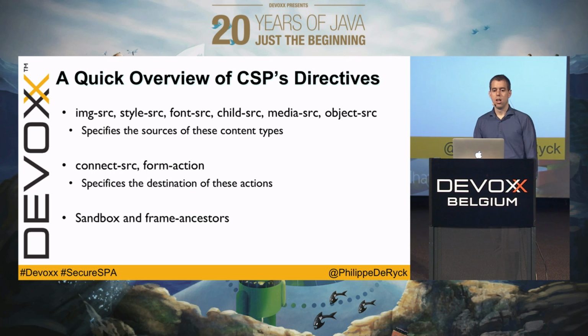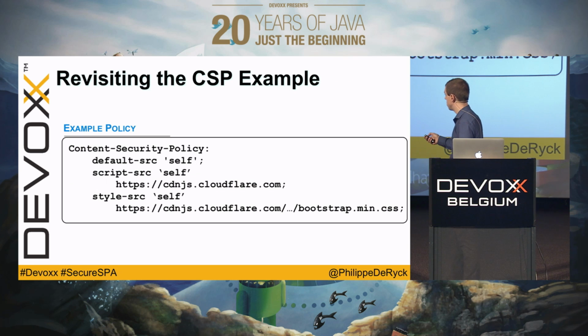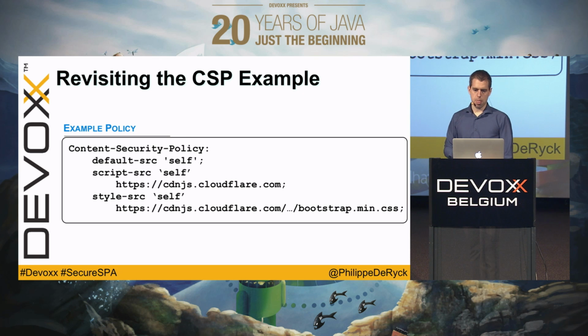So in that light, if we have the policy from before and you load an image, images fall under the default-src, and in this case they must come from our own website. If you have a script, it can come from our own website or the CDN, and styles can only be the bootstrap file from the CDN or our own styles. So this allows you to lock it down quite a bit.